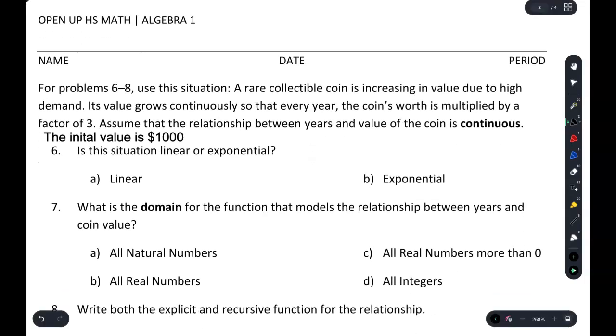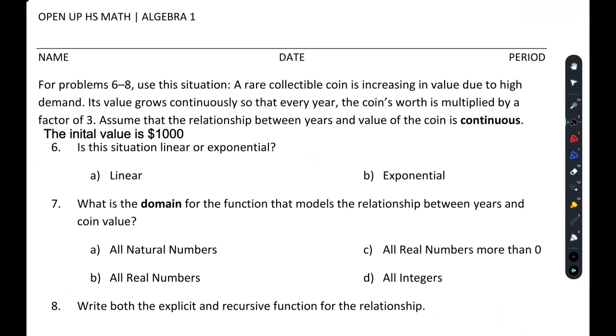Okay, let's take a look at the next set of problems. For problems 6 through 8, use this situation. A rare collectible coin is increasing in value due to high demand. Its value grows continuously, so that each year the coin's worth is multiplied by a factor of 3. Assume the relationship between years and the value of the coin is continuous. The initial value is 1,000.